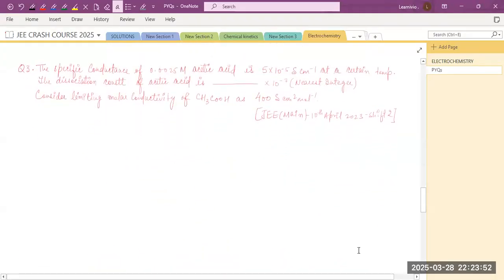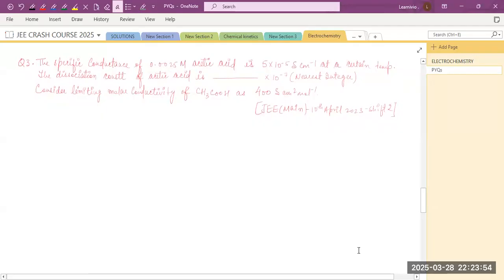Done. Okay, so the third question over here: the specific conductance of 0.0025 molar acetic acid is given at a certain temperature, and the dissociation constant of acetic acid will be. Consider limiting molar conductivity of acetic acid as 407 centimeter square per mole. Okay, so it's a very easy question, right?